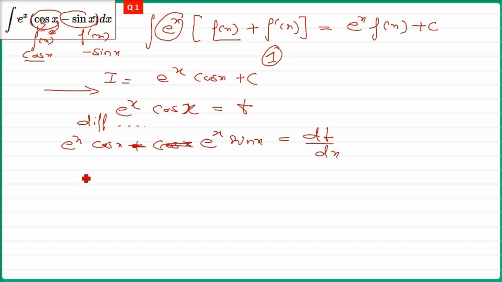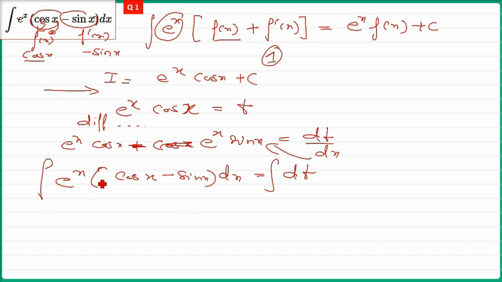Now this e raised x we can take common. When you take common, inside will be cos x minus sin x. When you have this cos x minus sin x and e raised x outside, dx we are taking out from the denominator of the right hand side. So I am taking it here. Now let's integrate it now.